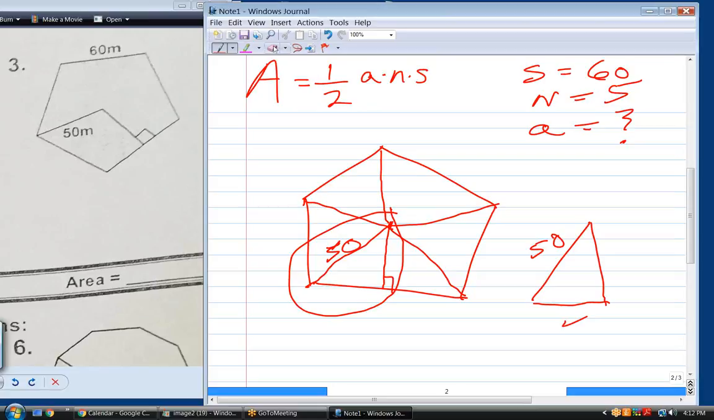Do we know this side right there? Yeah. What is it? 30. Now we have a right triangle that's a 30, what? 50. You could use the Pythagorean Theorem. Let's go ahead and use the Pythagorean Theorem. Tell me how to get H. Well, let's call it A. That's the apothem, actually. So what is A equal to?